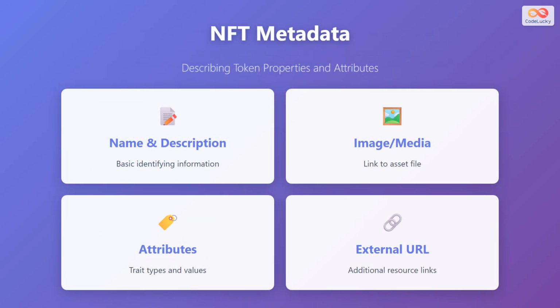Metadata is the information that describes an NFT's properties and characteristics. It typically includes four key components. First, the name and description provide basic identifying information about the token. Second, the image or media field contains a link to the actual digital asset file. Third, attributes define specific traits and their values, such as background color or rarity level. Finally, external URLs can provide links to additional resources or websites related to the NFT.